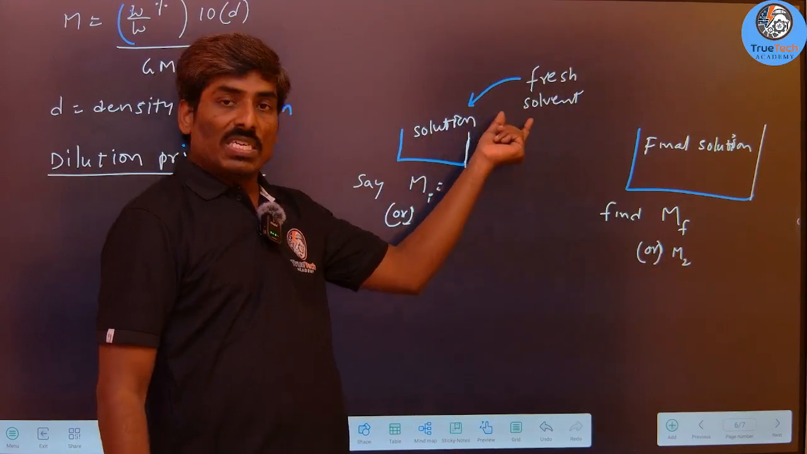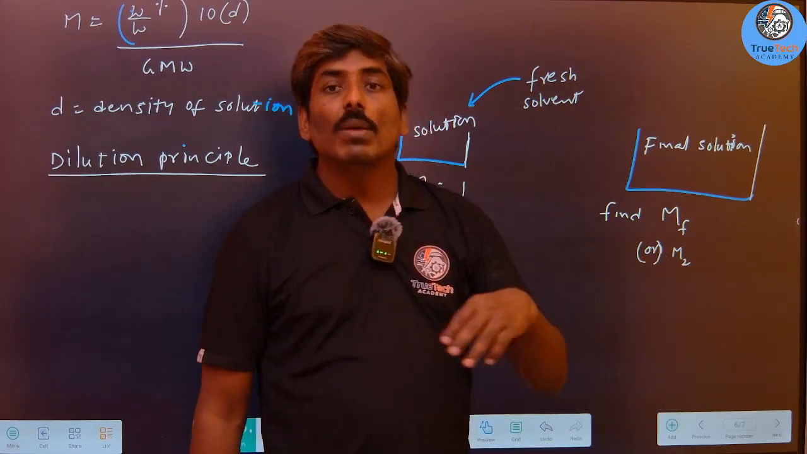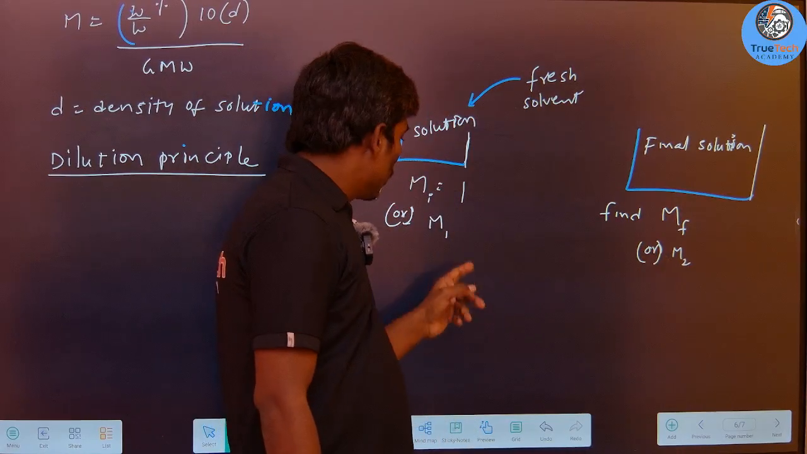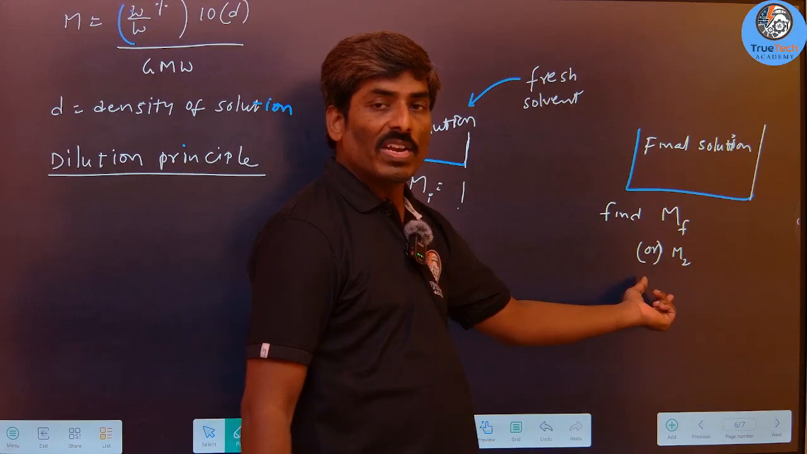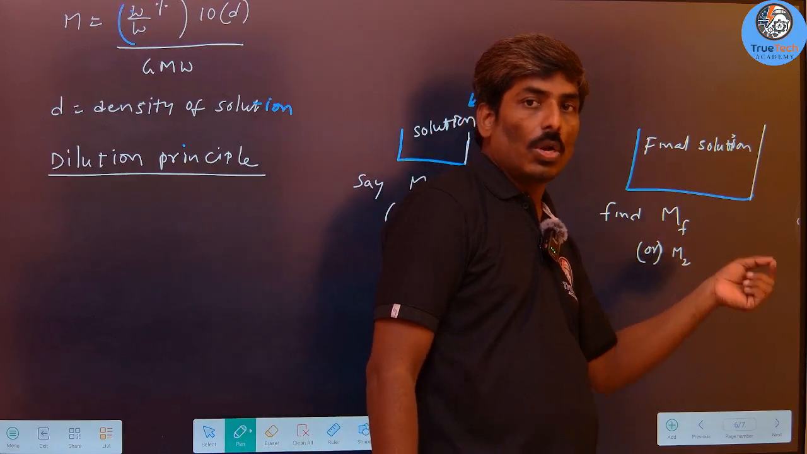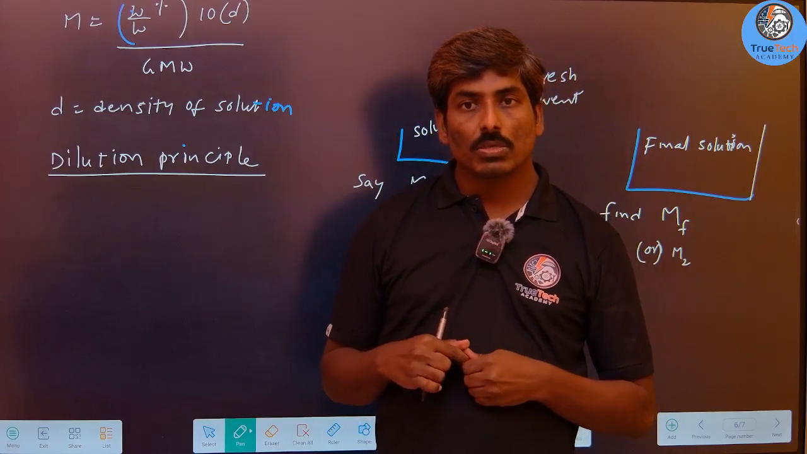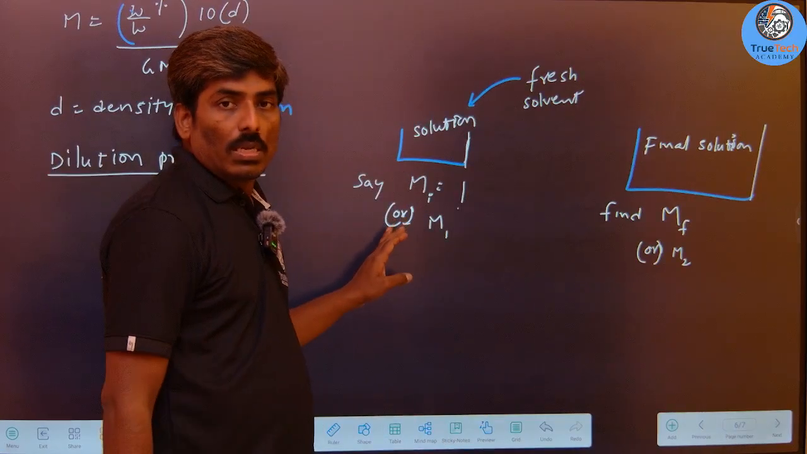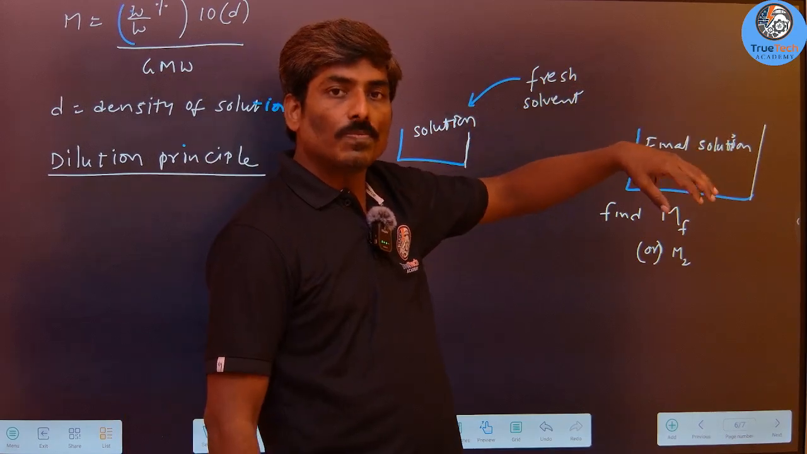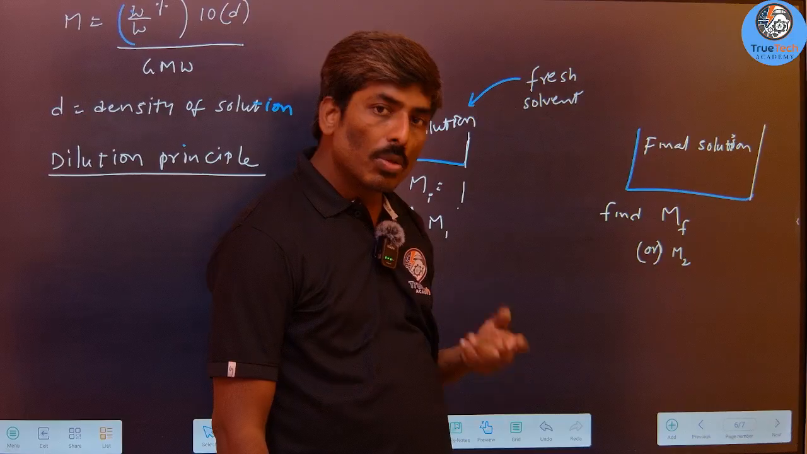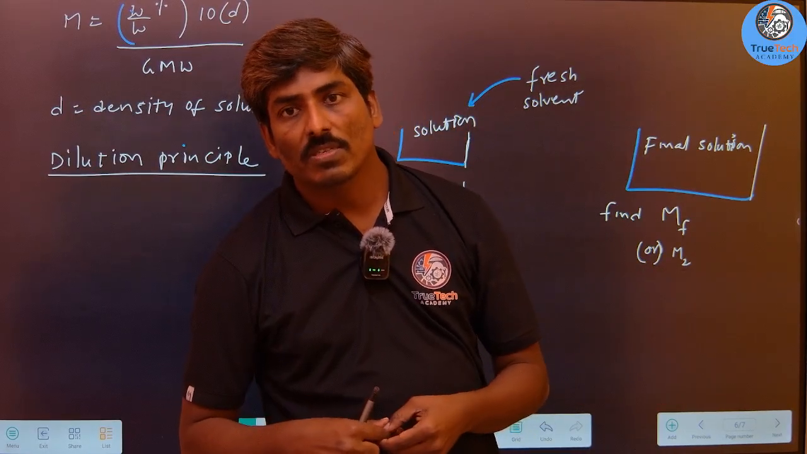After addition of fresh solvent, our interest is to find out the final molarity. So initially the molarity is, say, 1, and I added fresh solvent. Now what is the final molarity? For that we will use the topic dilution principle. Please see, it is simple. Initially some solution is there, and it has some molarity. To that we added fresh solvent. Now the concentration is changing. Now the question is, what is the latest concentration after adding fresh solvent?